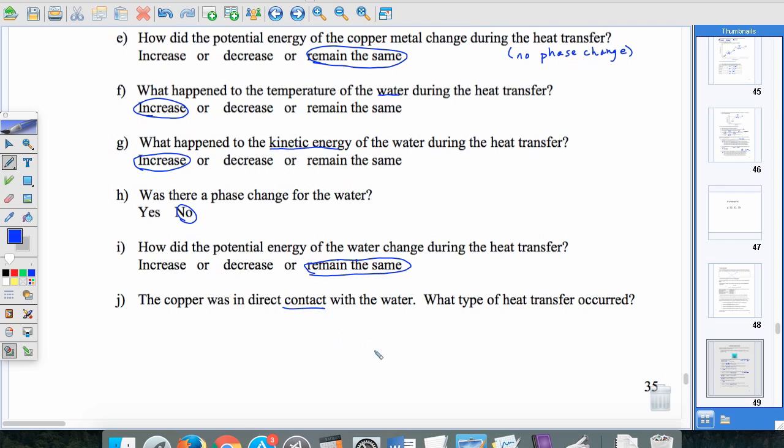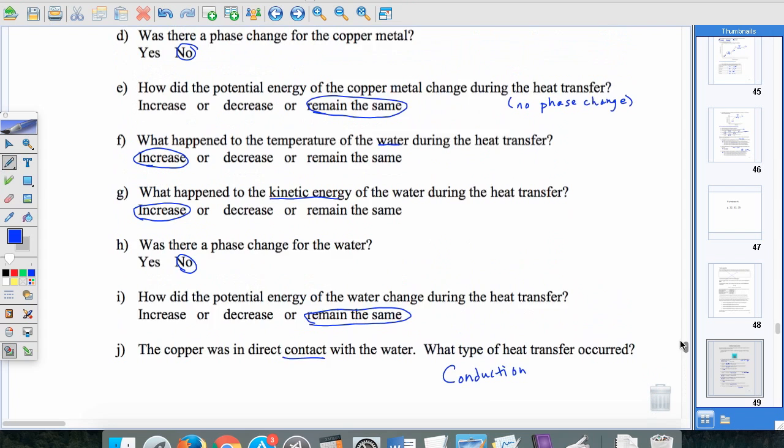And the copper was in direct contact with the water. What type of heat transfer occurred? That's called conduction. Conduction is when you're in contact with each other.